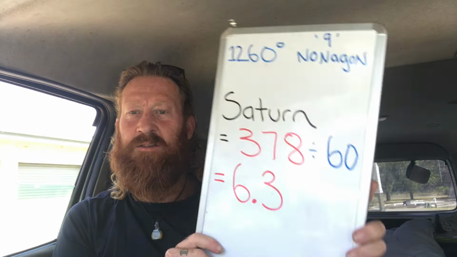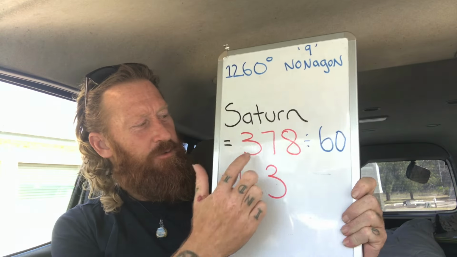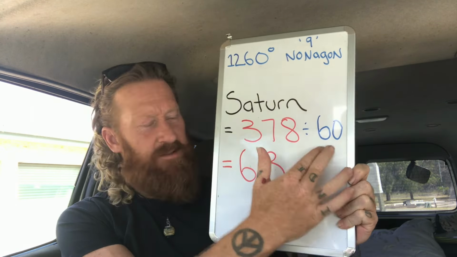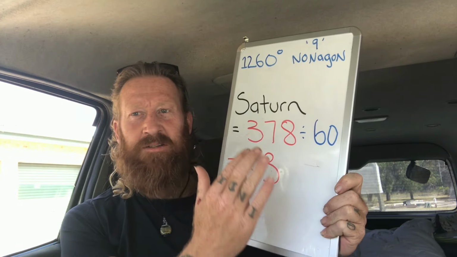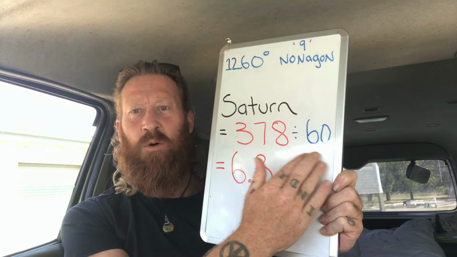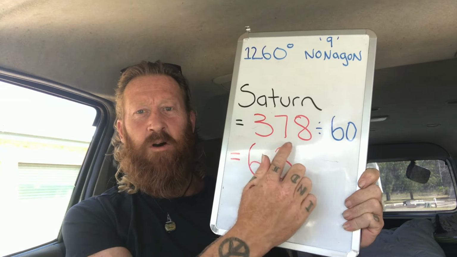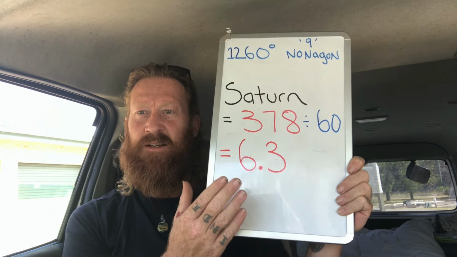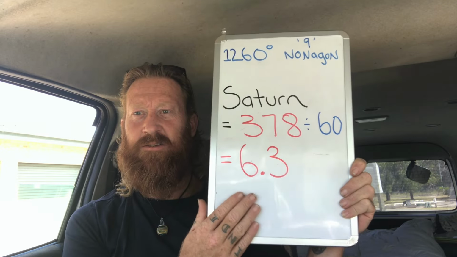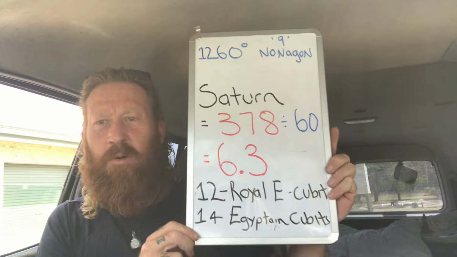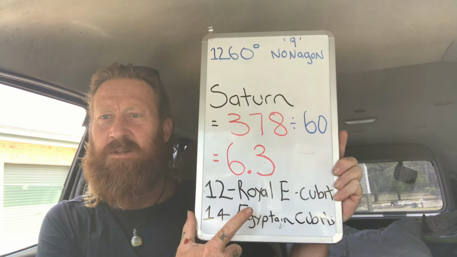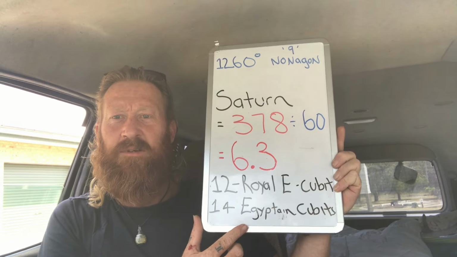Even down to things like the string length that I've been talking about, 378 divided by 60. There's 60, he's ruler of time, 60 seconds, 60 minutes, all these things, but there's a whole bunch of very interesting and amazing reasons why 60 is important to Saturn. When we divide that by 60, we get 6.3. 630 millimeters is the ultimate string length, and that's coming very soon. And let's not forget that 6.3, or 630 centimeters, is 12 Royal Egyptian cubits or 14 Egyptian cubits.